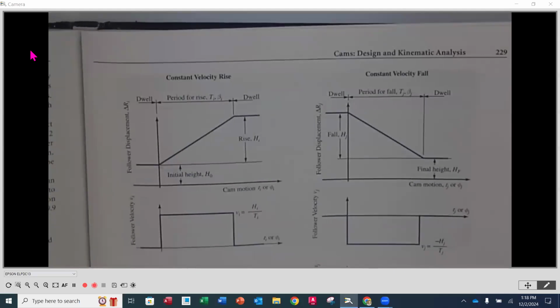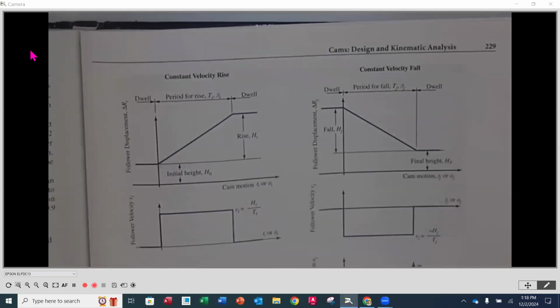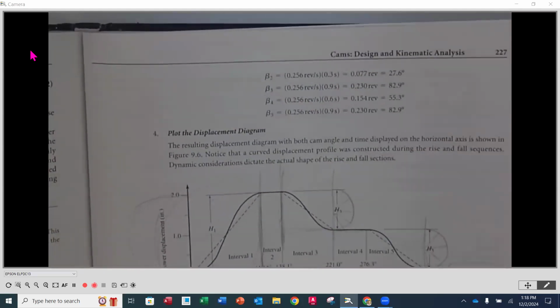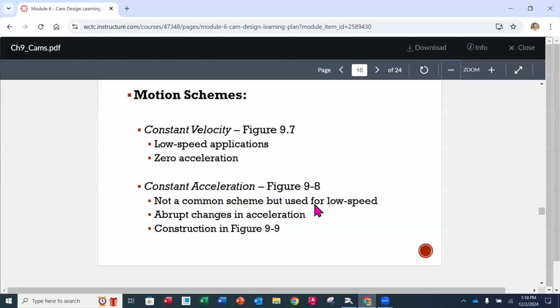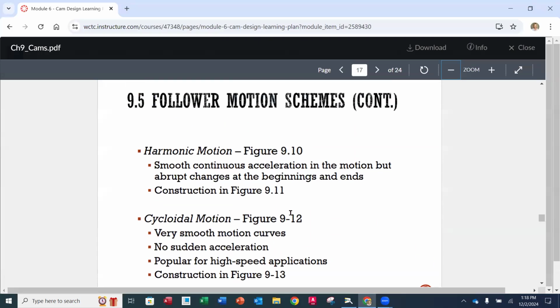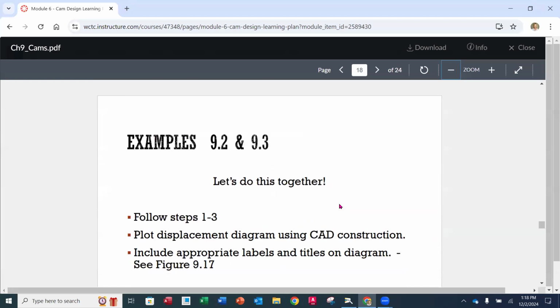what is it called? You gotta go back to the beginning of the chapter. Follower motion schemes. Follower motion schemes. All right. So let's catch ourselves up on our PowerPoint. We talked about constant acceleration, constant velocity, harmonic and cycloidal, most popular.